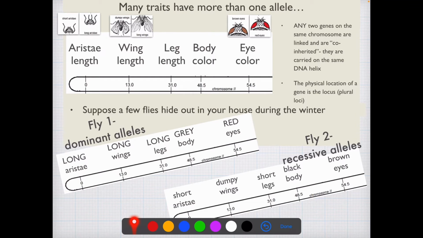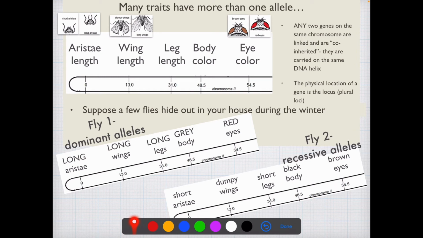And sometimes this can occur randomly, and just by random coincidence, you're going to have these alleles be inherited together. So for example, we have this fly, which has the long antennae, the long wings, long legs, a gray body, and red eyes. So this is a pretty typical fruit fly. And then this other fruit fly has recessive alleles: short for the first three alleles, a black body and brown eyes.